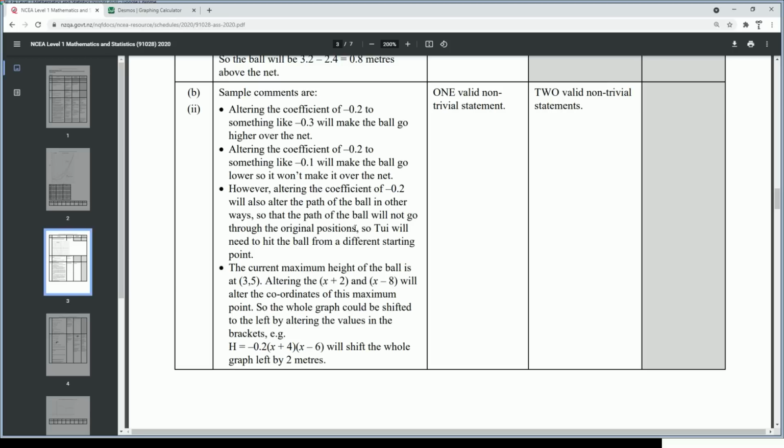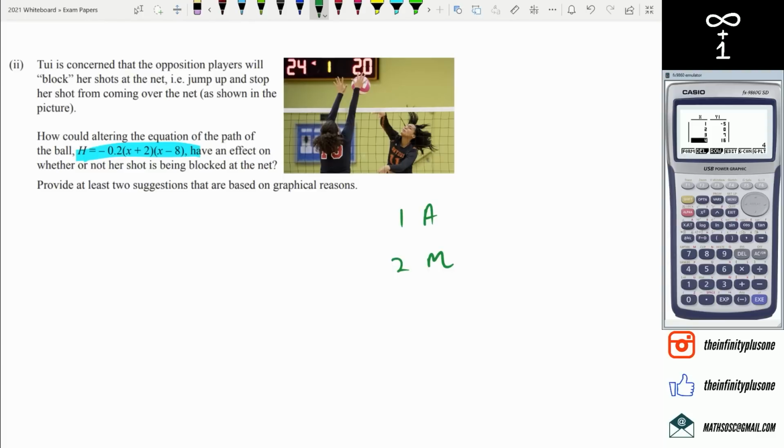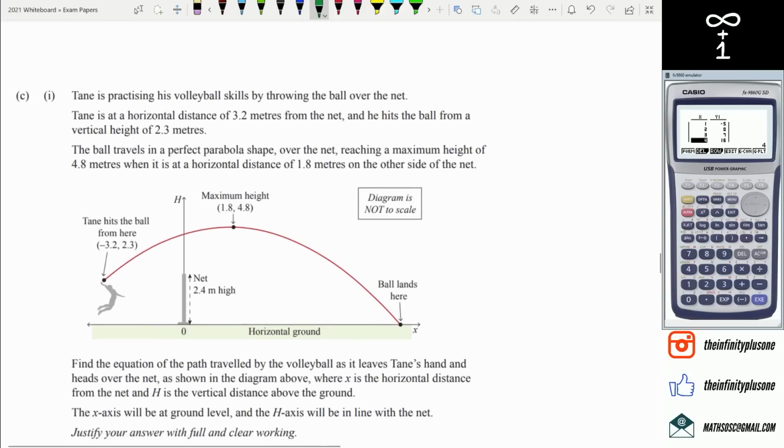So if you have a look at the answer schedule itself, they've kind of given similar answers there, talking about the shift. And then we've got, if it makes -0.1, it'll make the ball go lower, so we want to make it hit the net. 0.3 will make the ball go higher over the net. And basically what we're looking for is 2 valid statements gets you a merit, 1 valid statement gets you an achieved. Okay, hopefully that helps. As I said, tables, equations, and graphs, just a lot of writing. Anyway, moving on to the next question.